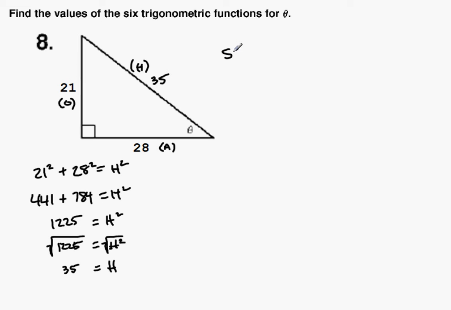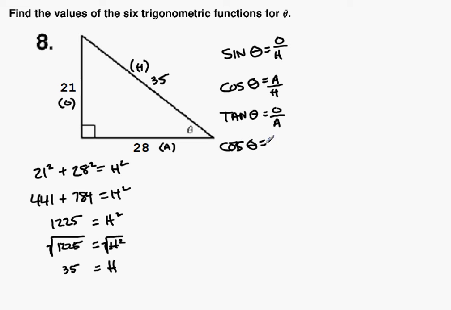Okay, sine of theta is opposite over hypotenuse. Cosine theta is adjacent over hypotenuse. Tangent of theta is opposite over adjacent. Cotangent of theta is adjacent over opposite. Secant of theta is hypotenuse over adjacent, and cosecant of theta is hypotenuse over opposite. So let's go ahead and fill in the blanks.